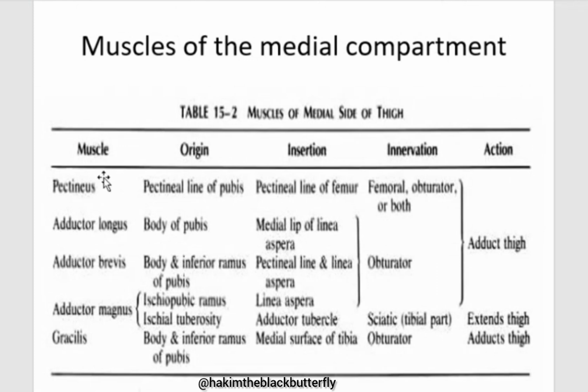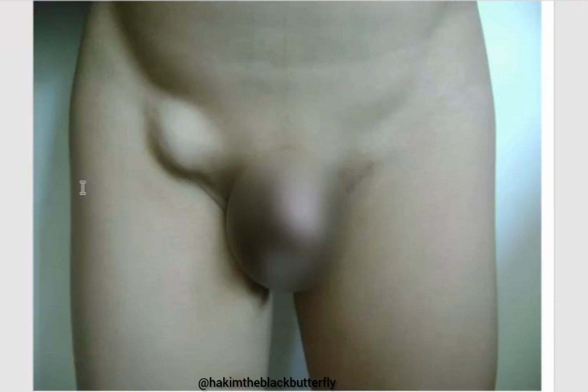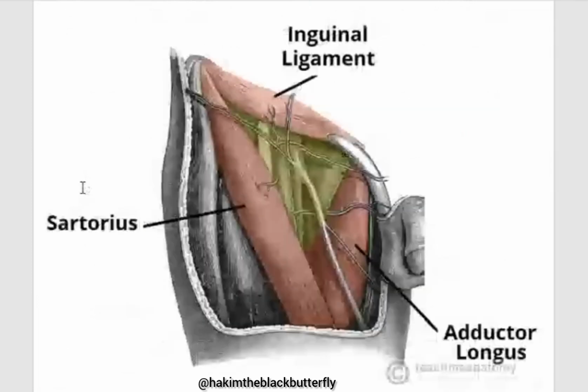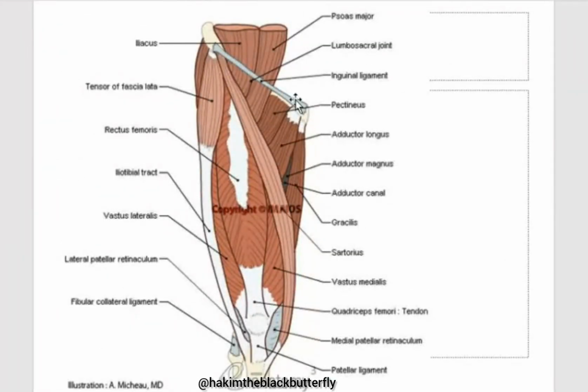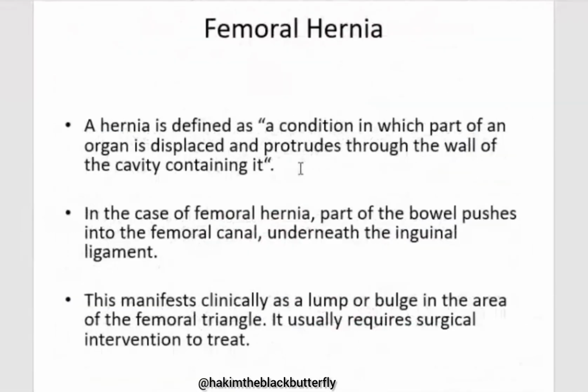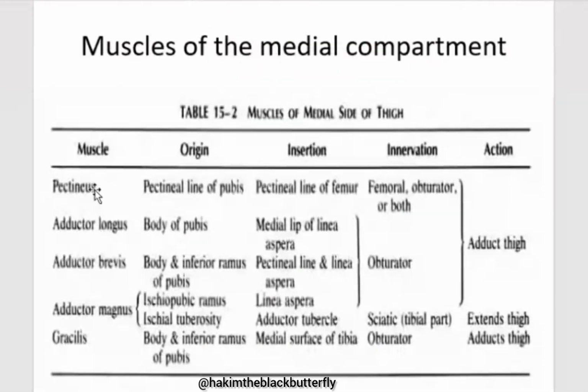Finally, the muscles of the medial compartment, we have this muscle pectineus. You remember the floor of the femoral triangle had a muscle known as pectineus. So this muscle known as pectineus, then adductor longus. Deep to the adductor longus, there is a muscle known as adductor brevis. And deep to adductor brevis, there is a muscle known as adductor magnus. And then the gracilis, as indicated in our table here. The muscles of the medial compartment of the thigh: pectineus muscle, adductor longus, adductor brevis, adductor magnus, and gracilis.